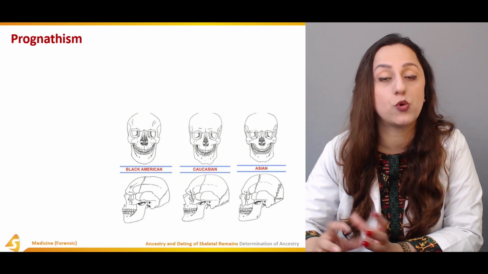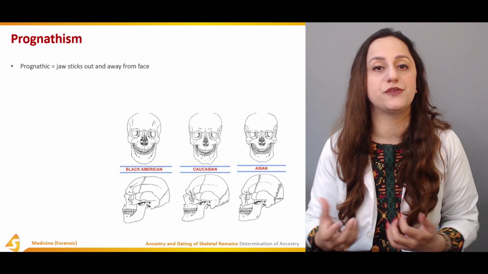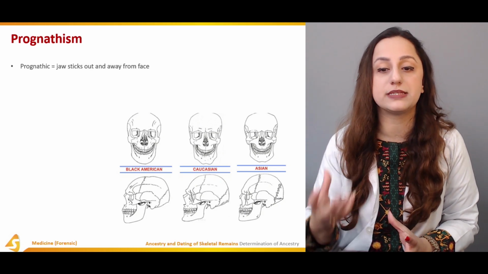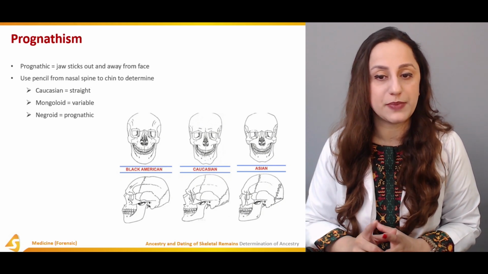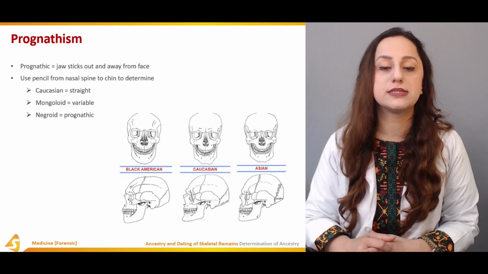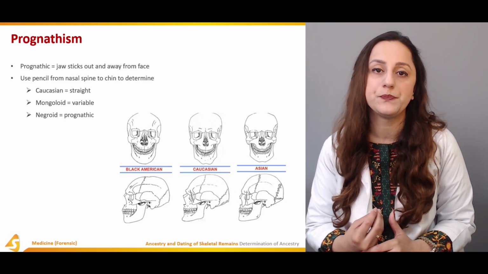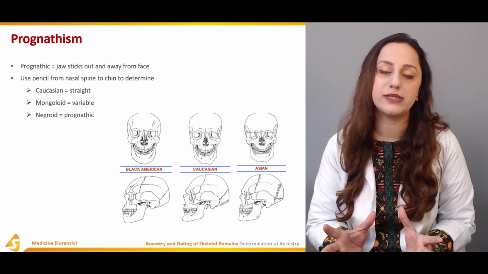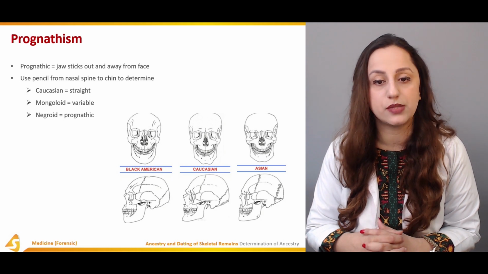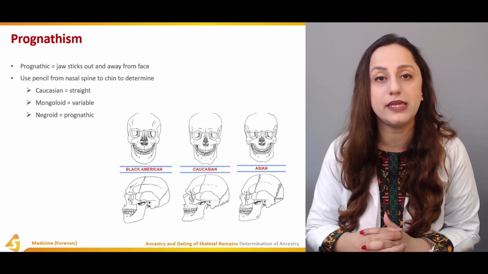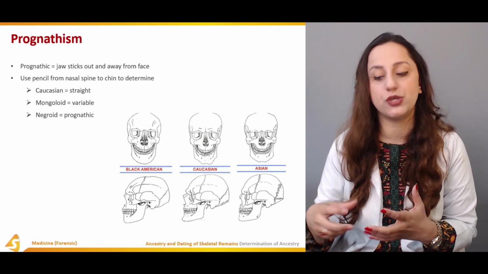Now the prognathism. What is prognathism basically? It is when the jaw sticks out away from the face. This characteristic of the skull is more prominent in the Negroids. Use a pencil from the nasal spine to the chin to determine it. So this is basically how we determine: we use a pencil kept from the nasal spine to the chin. If it is sticking out, that means prognathism is present. In the Caucasians, it is much straighter, in the Mongoloids it is variable, and in the Negroids it is more prognathic. So prognathism is basically a characteristic of the Negroids.